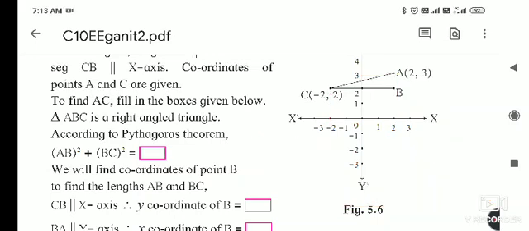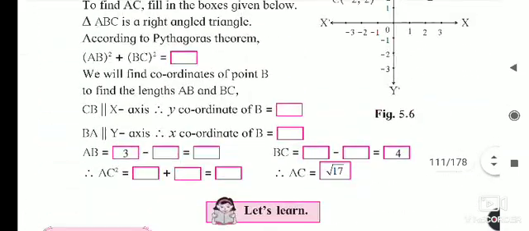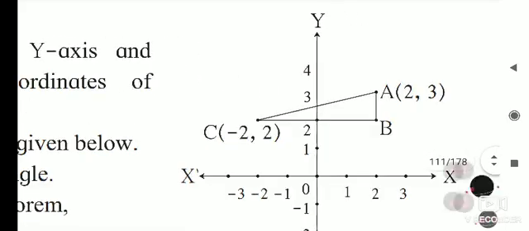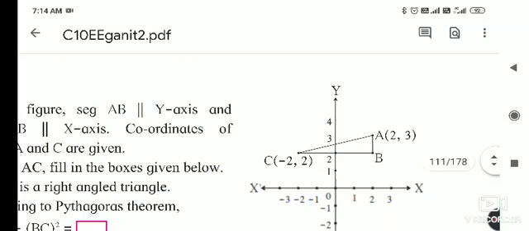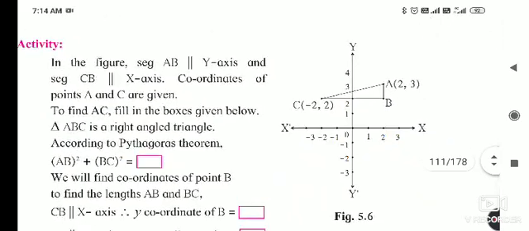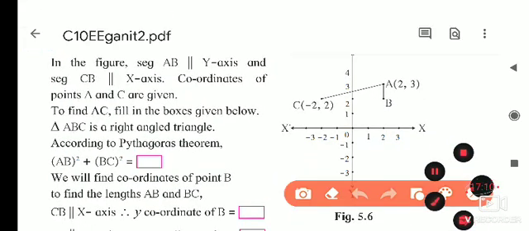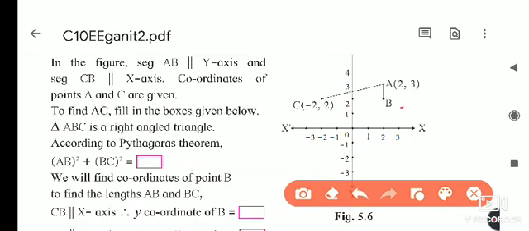In this way we are finding the distance between them. Now here A's coordinates we know, C's coordinates we know, and we have to find the distance AC. But here the problem is that this line is not parallel to the x-axis, and it is also not parallel to the y-axis. Now how to find the distance between them? To understand this, one activity is given. To find the AC distance, we have to draw a right angle triangle, that is ABC. Now here, since we are getting a right angle triangle, we have to use the Pythagoras theorem.